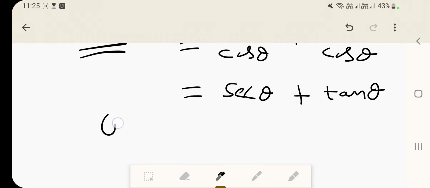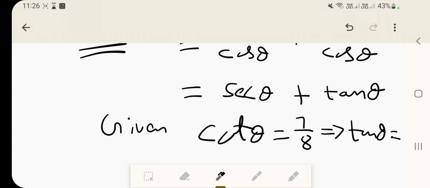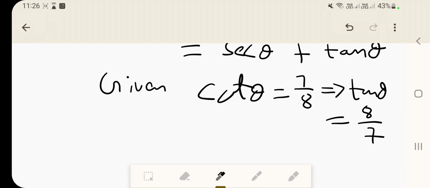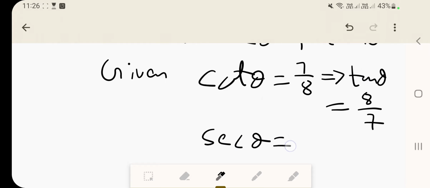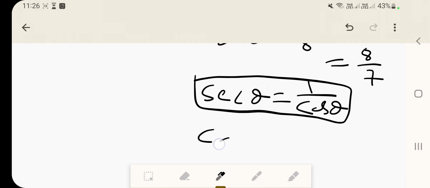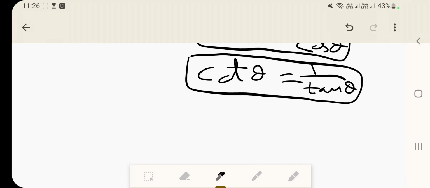So here what they have given is cot theta, which is nothing but 7 by 8. So can anybody tell what is tan theta from this? Because cot and tan are reciprocal, that is 1 by cot theta is tan theta. So cot theta is 7 by 8 means tan theta is going to be 8 by 7. So we can substitute in place of tan theta 8 by 7. But for secant theta, we know that secant theta is nothing but 1 by cos theta, and cot theta is 1 by tan theta. This we have done. Now we have to calculate cos theta.